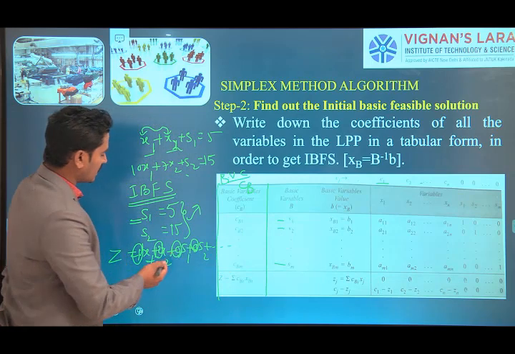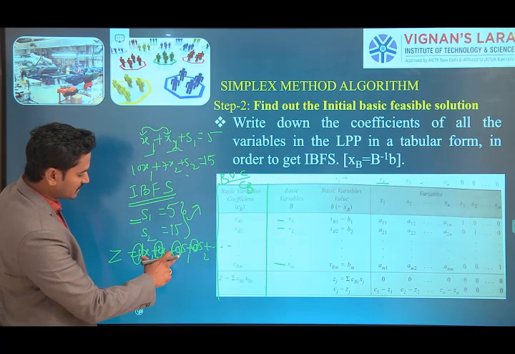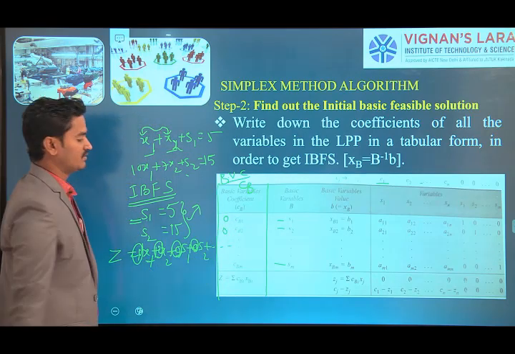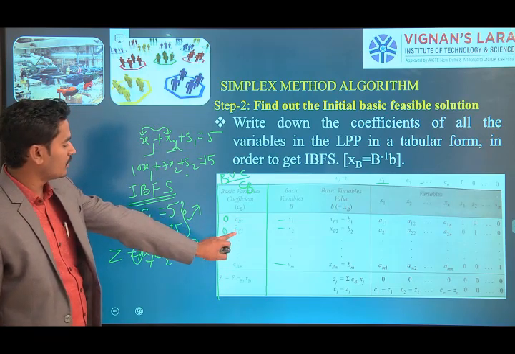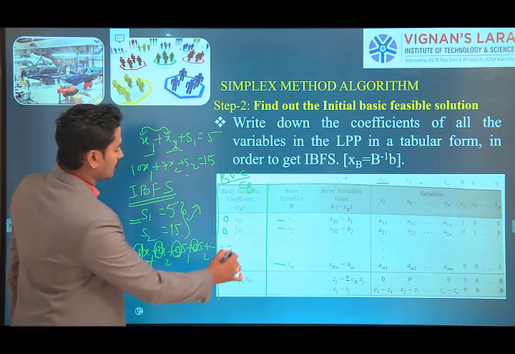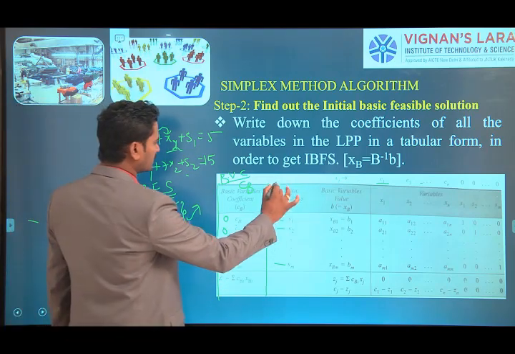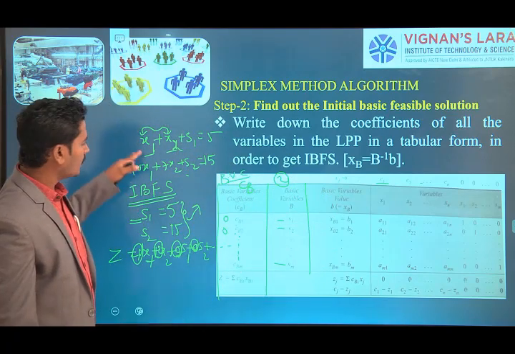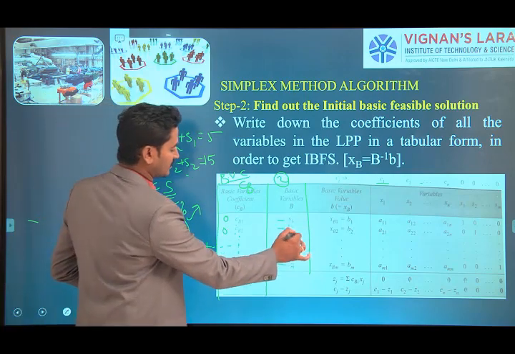What is the basic variable coefficient? In the objective function, the basic variable coefficients are 0 and 0. So here we take 0, 0: the coefficient of basic variable 1, coefficient of basic variable 2, and so on. Next, coming to the second column, it is the basic variable column. In our case, the basic variables are S1 and S2. So like that we write.